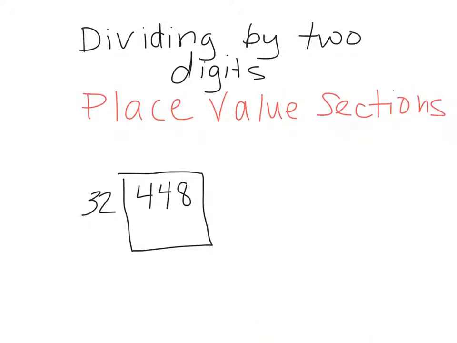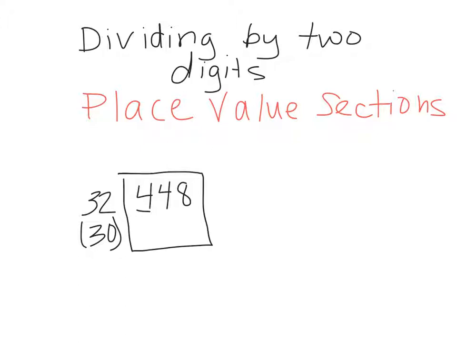The last method I'm going to show you is the place value sections method. We have our same problem, 448 divided by 32, and you're actually doing the exact same steps as you did with the expanded notation method. So you're going to take 32 and estimate it to 30, and think to yourself, how many times would 30 fit into 400? We do that in our mind because we look at that first digit, and we know that 30 won't fit into the 4, but 30 would fit into 400.